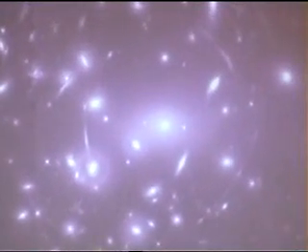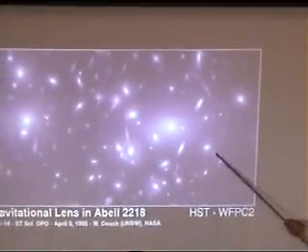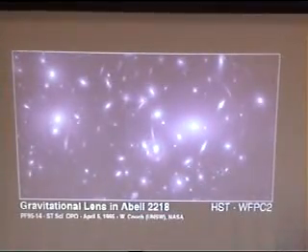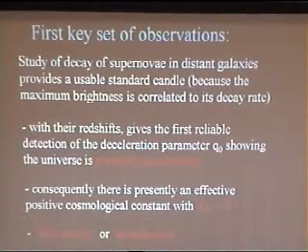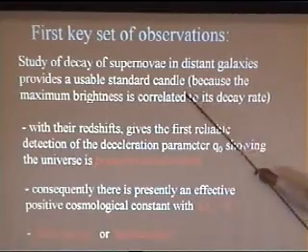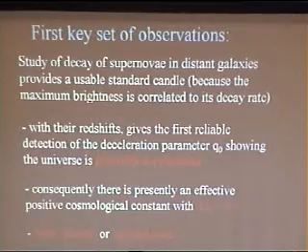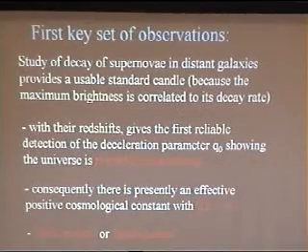Gravitational lenses were discovered about 1980, and now a huge amount of time and effort has gone into looking for them and deducing from these distorted images how much mass there is causing the distortion. The first key set of observations that has resulted from this new wave is the study of supernovae in distant galaxies. It provides a usable standard candle for the first time in cosmic history, because the maximum brightness of distant supernovae is correlated to their decay rate.